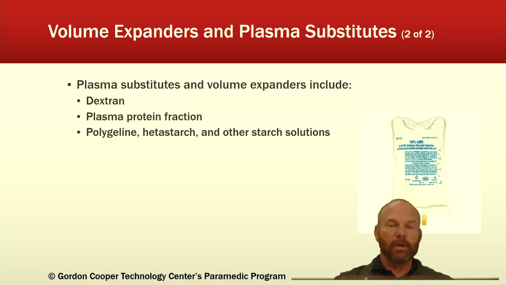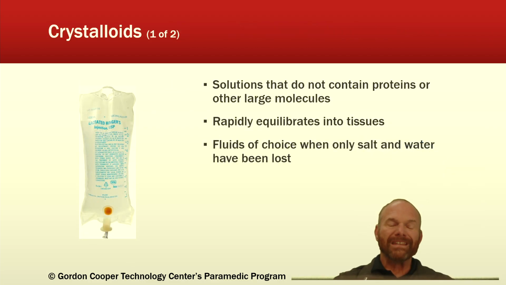And then plasma protein fractions contain albumin and globulin, but they're expensive compared to other options. And then there are hetastarch and other starch solutions. I don't know how to say all of these. They resemble the osmotic and electrolyte composition of plasma, and the advantage is they don't interfere with clotting or blood typing. However, most of us are probably going to look at crystalloids.